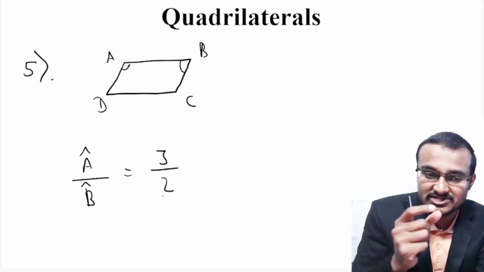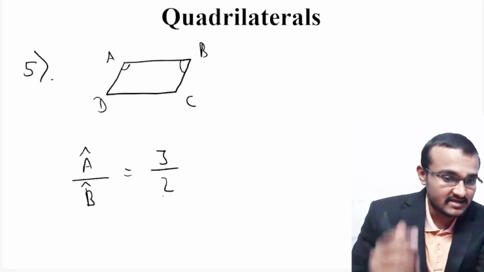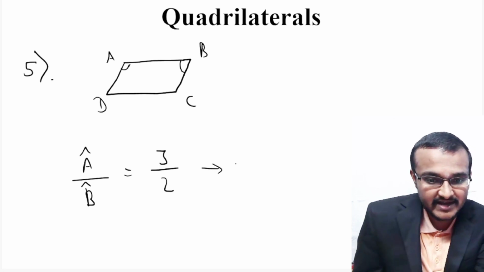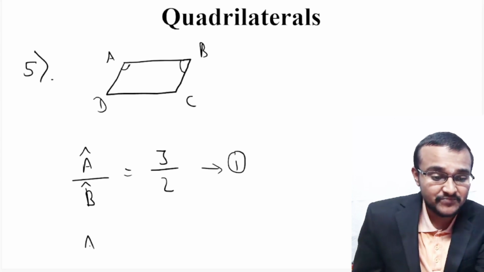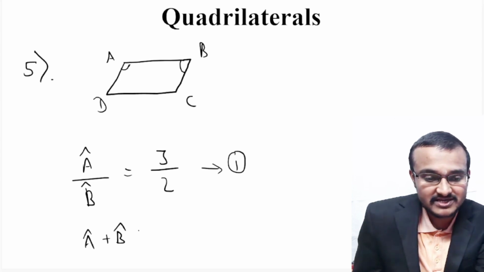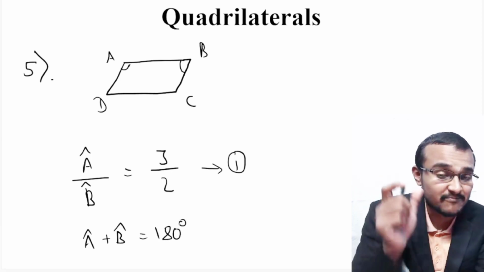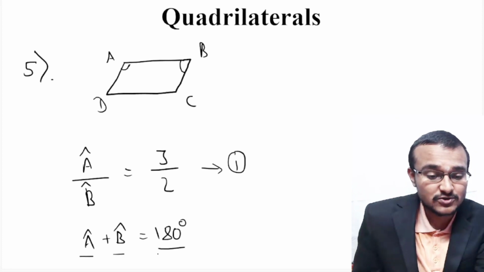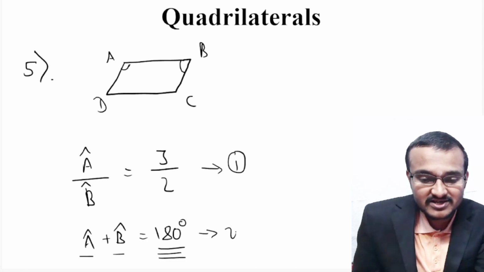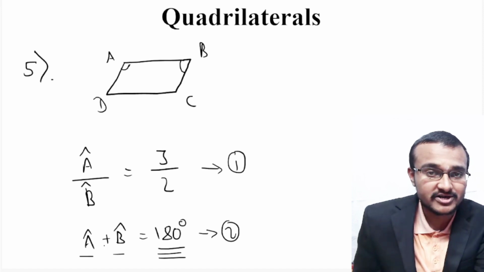So now you should find out what is the value of A and what is the value of B. So this is one equation which we have. Similarly, we have another property in this parallelogram where A plus B is equal to 180 degrees. Since adjacent angles of a parallelogram are supplementary to each other, if you add adjacent angles, that will be equal to 180 degrees. So now using this equation and this equation, you can easily find out what is A and B.